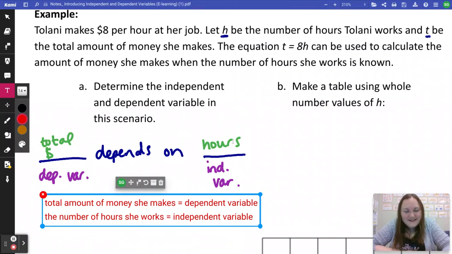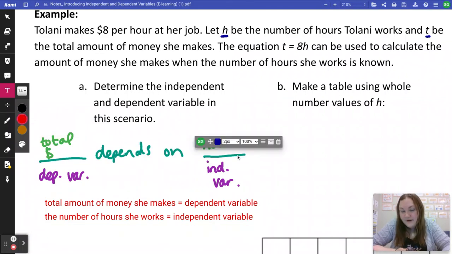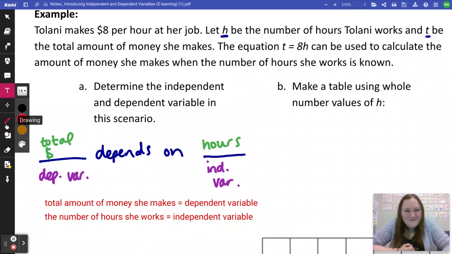You could literally say this right here, what we've already got on the screen. I know that because the total amount of money she makes is going to depend on how many hours she works. Now, being able to figure this out is going to impact our second question, which is making a table.